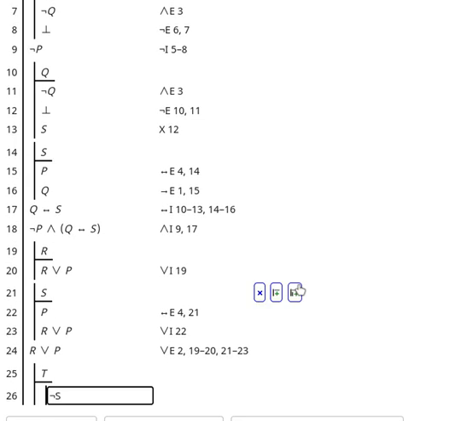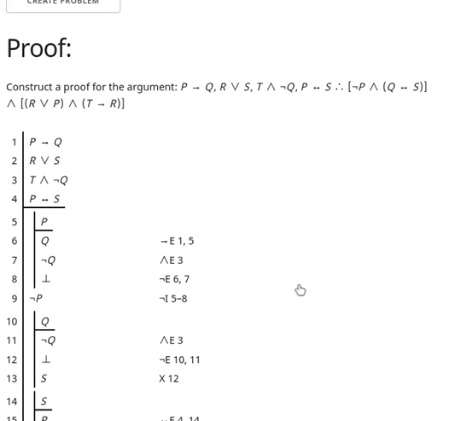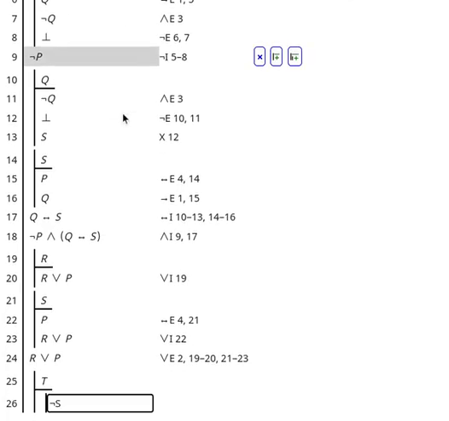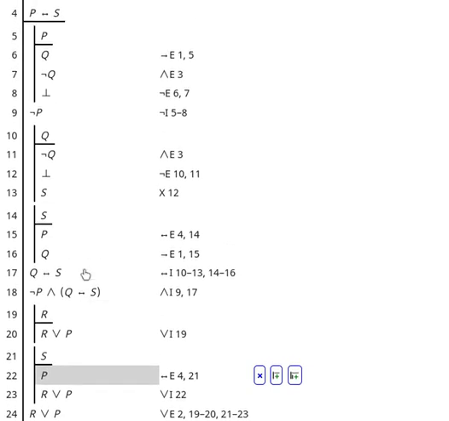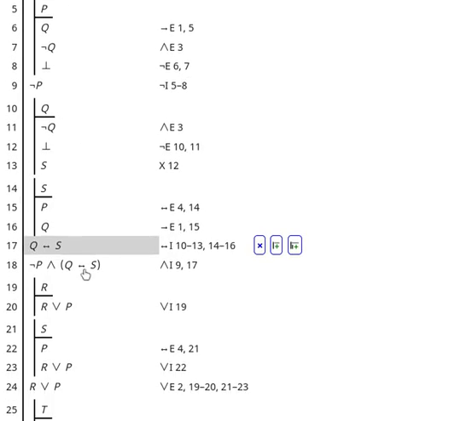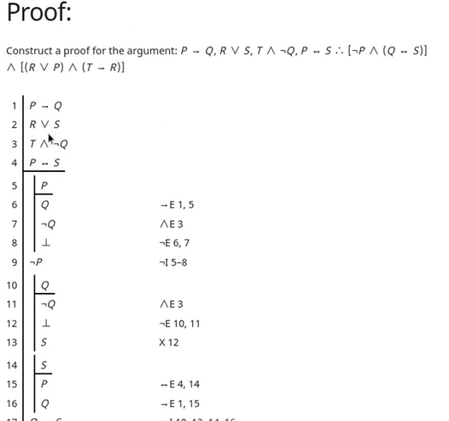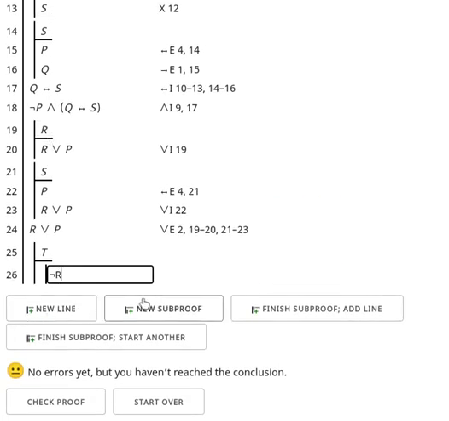Once we assume not S, we're trying to prove S. Or sorry, we're trying to prove R. So we should assume not R. Now that we've assumed not R, we have R or S, so let's do that proof by cases.